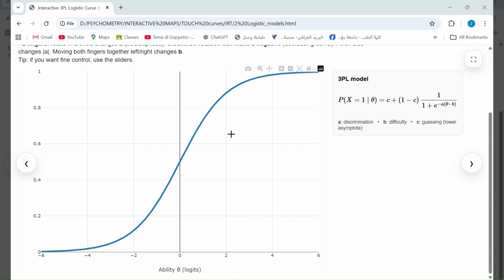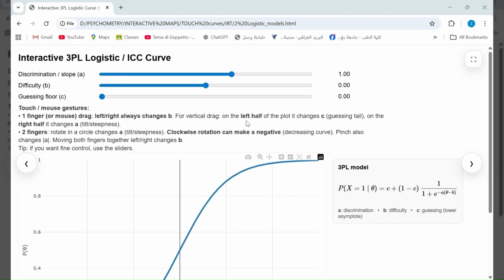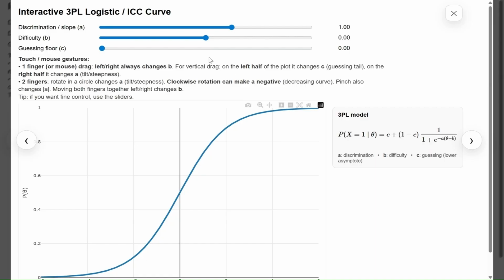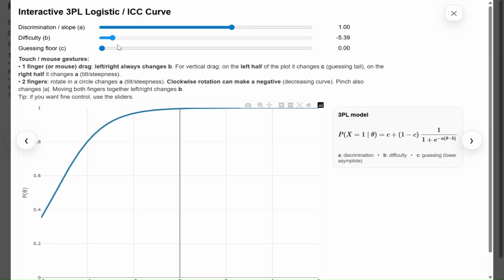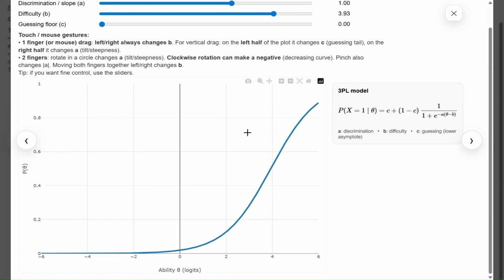This depends on parameters. Parameters here can be understood visually as something that can change, leading to changes in these curves. For example, the difficulty parameter can displace the curve to the right or to the left. Displacement to the right means that the question is becoming very difficult. For example, students who have an ability of 4, who are quite able students, only have a 51% chance of answering it, nearly 50%. So this is a very hard question.